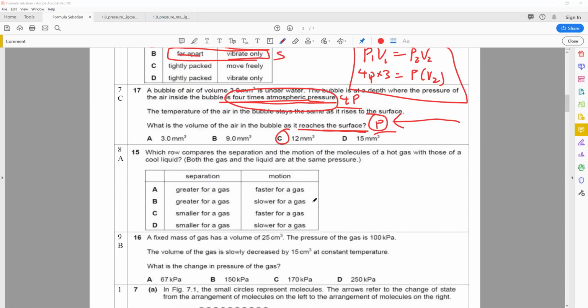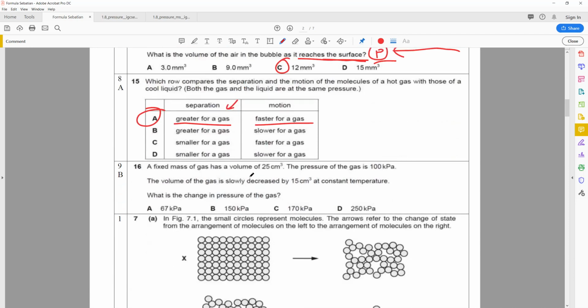Okay, then after that, the next part here, it says which row compares the separation and the motion of the molecules of a hot gas with those of a cooled liquid. Obviously, the separation is much greater in a hot gas and the motion moves much faster, simply because they have more energy and they're trying to break apart from each other. So it can be no other than A for this question here.